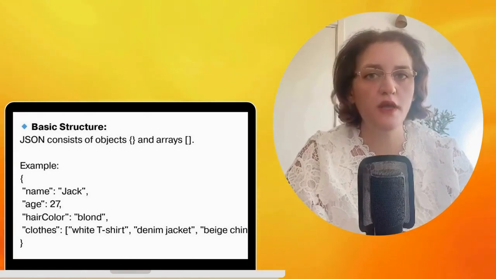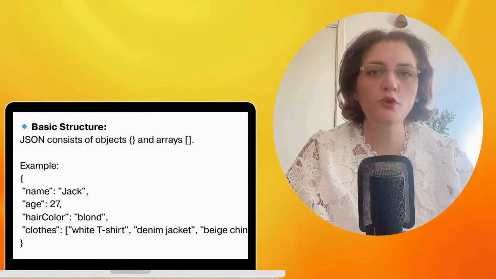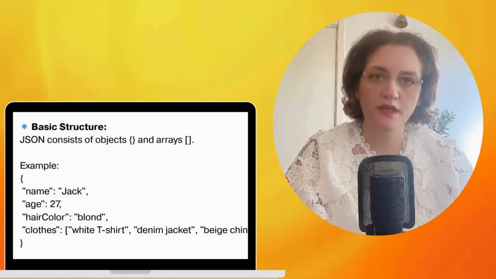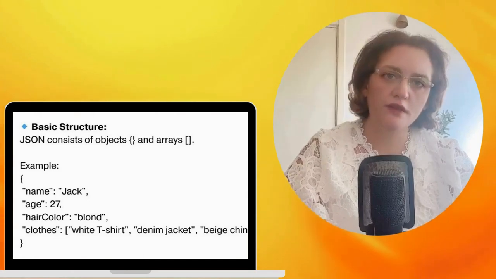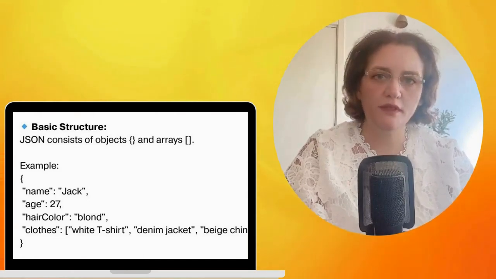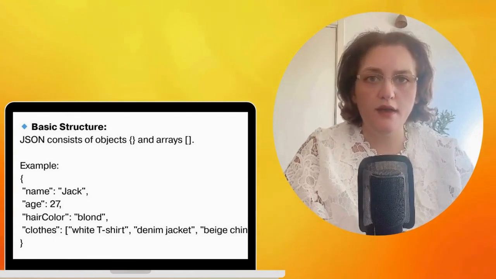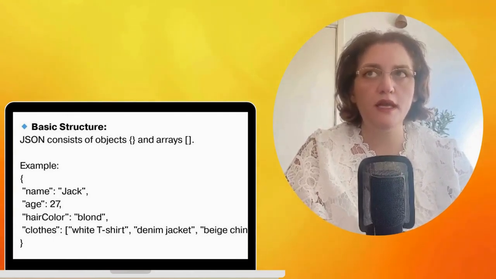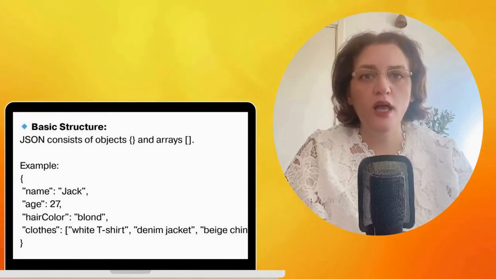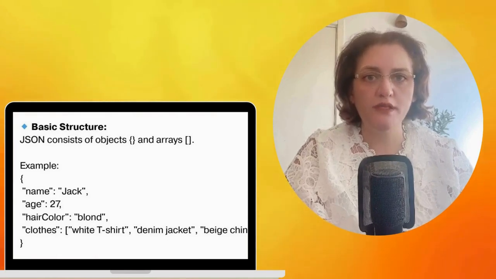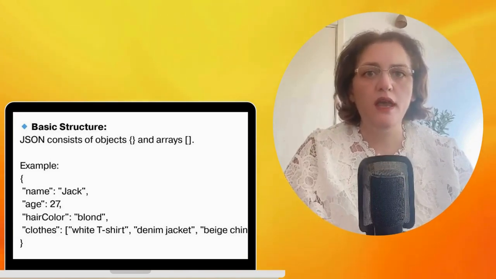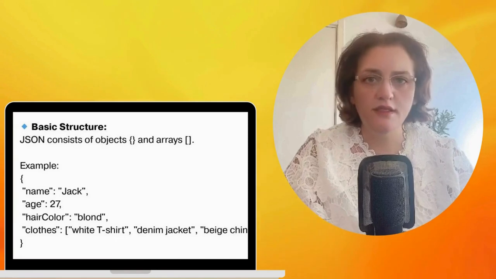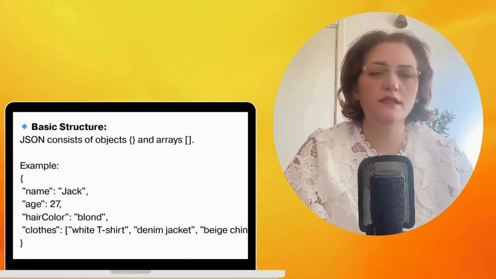JSON uses key-value combinations. You use quotation, key, then quotation, value. Example: name, Jack; age, 27. Arrays, on the other hand, are arranged inside square brackets. Example: Jack wear, open a square bracket, then write all that he's wearing: a white t-shirt, denim, sneakers, and so on.